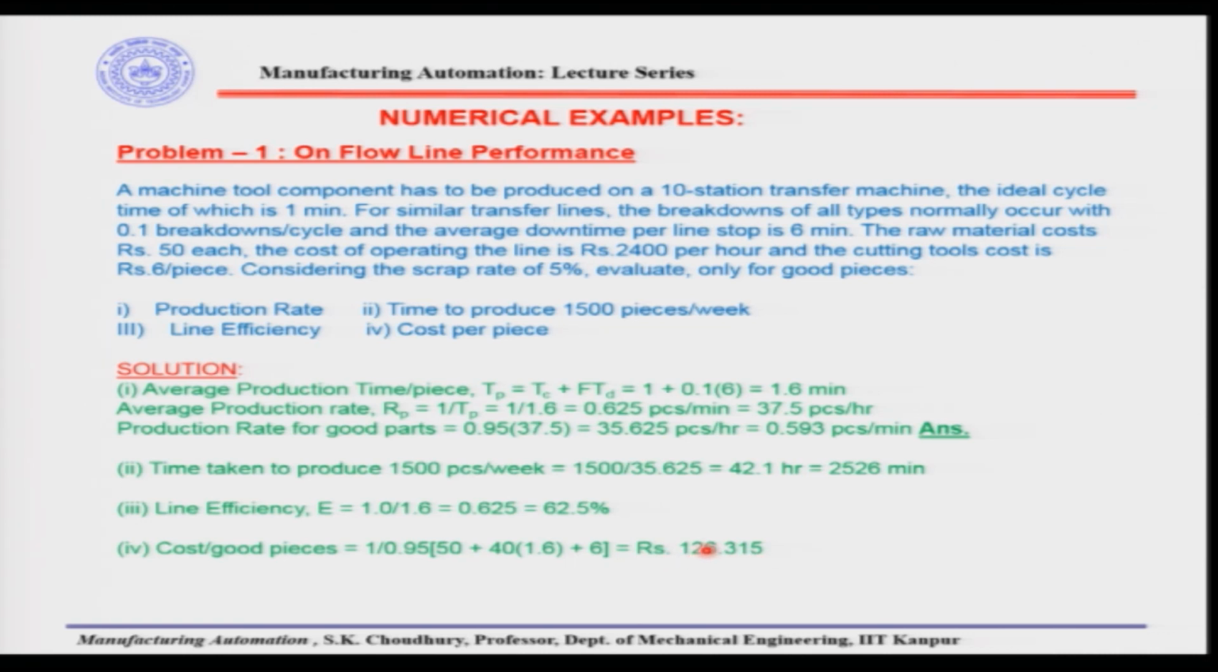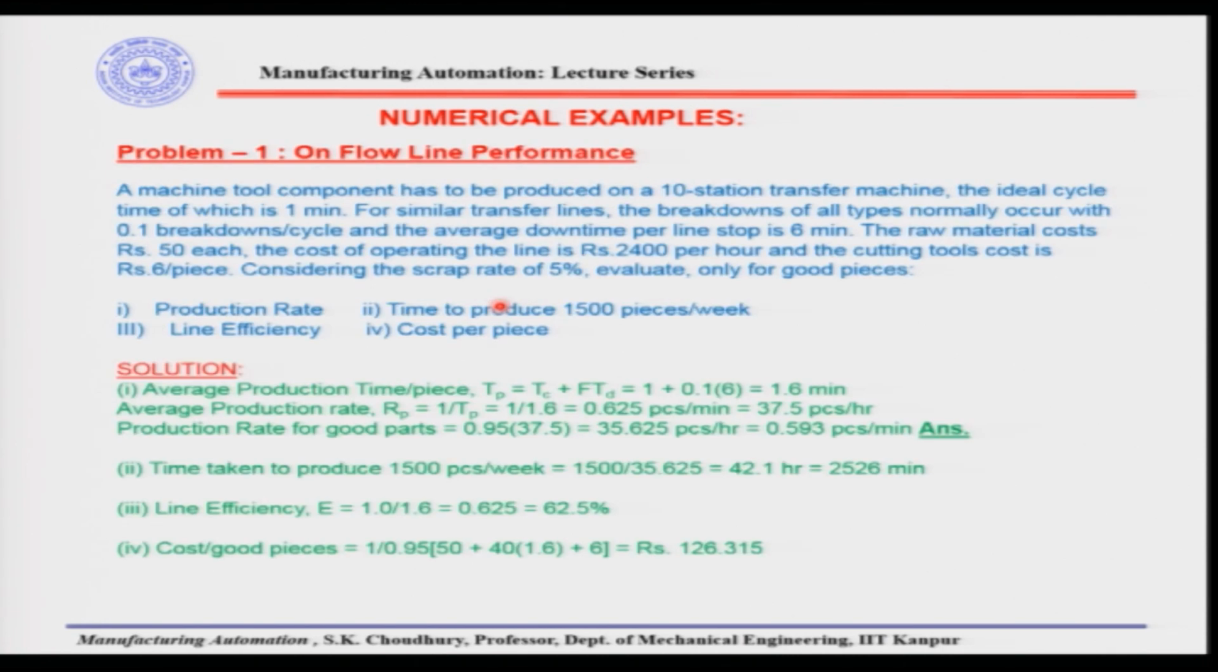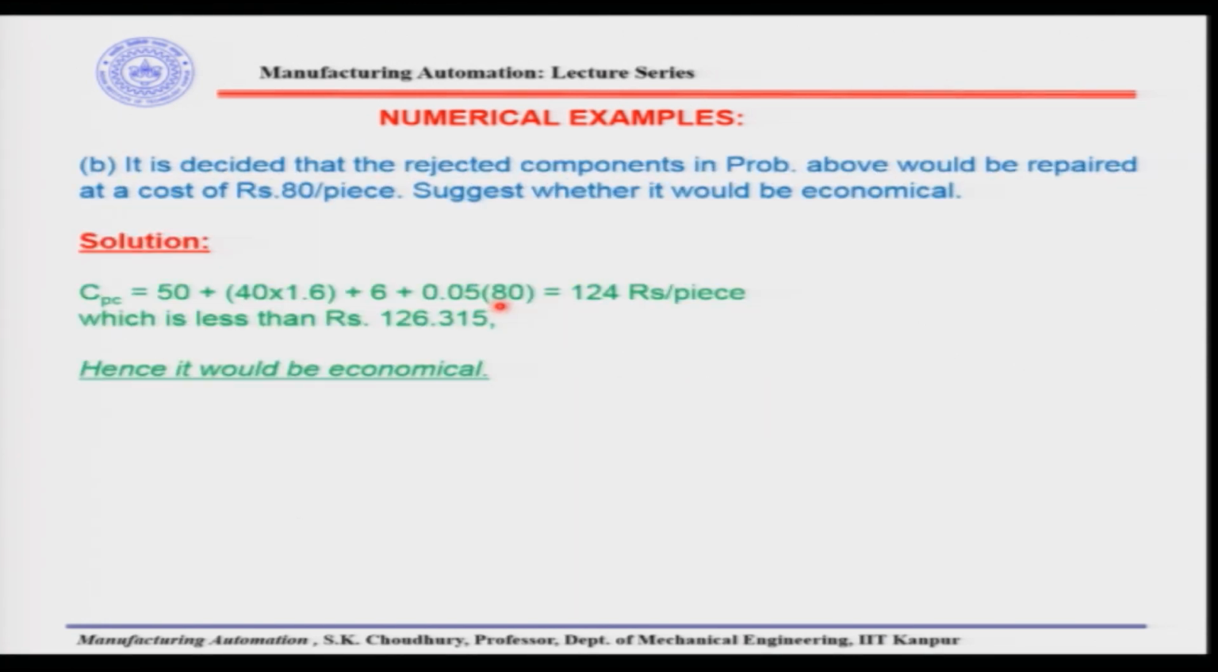This is the solution. Here we are using the theory that we have learned in the flow line performance analysis, and you can find out the production rate, time to produce a number of pieces, efficiency, cost per piece and so on. Now, suppose in the second example, it is decided that the components rejected in this problem have to be repaired, and the repairing cost is rupees 80 per piece. Suggest whether it would be economical.